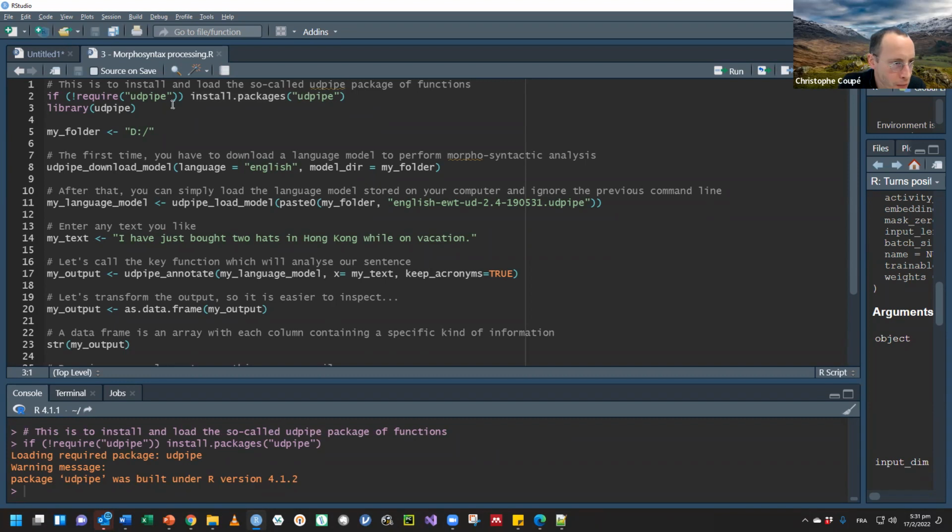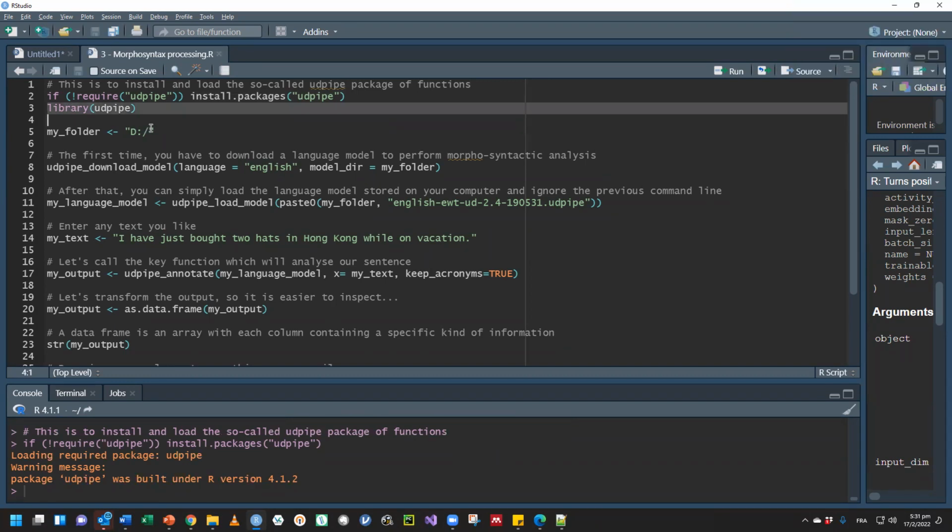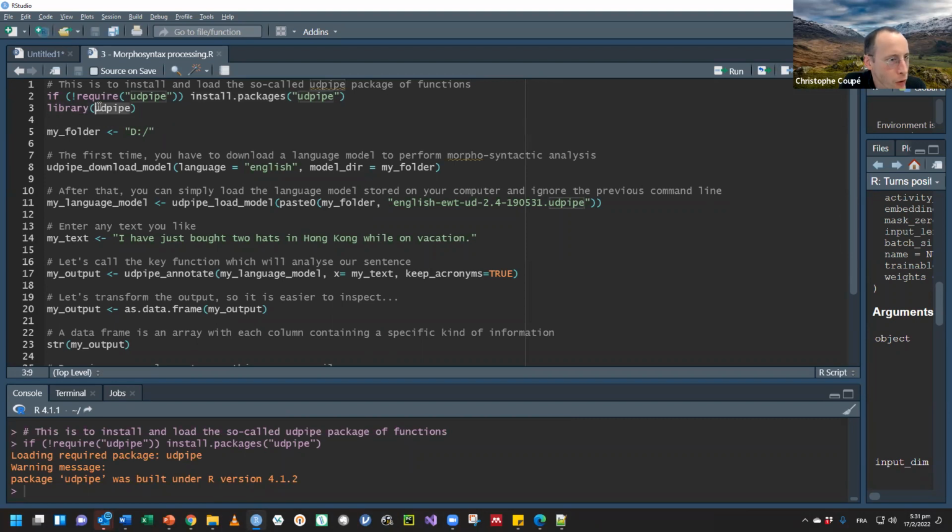Once I've done this, if I want to use the functions in this library, I just need to write library UDpipe. And the first time you want to use the system for a given language, you have to download a language model. So if you want to work with English, you need to download the model for English.